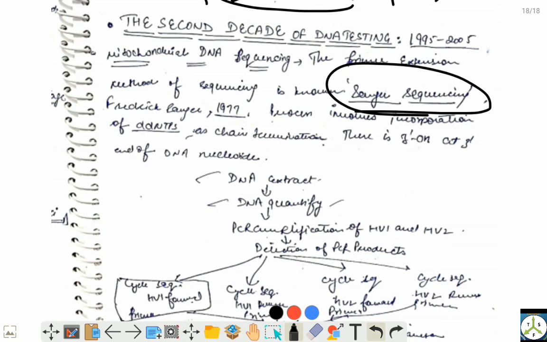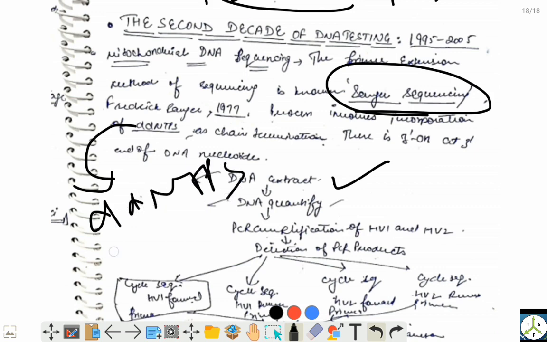If you have to extract the DNA, the processes will be the same. Here the difference is that we have to use ddNTPs, the dideoxynucleotide triphosphates, as chain terminators. The other process is the same.